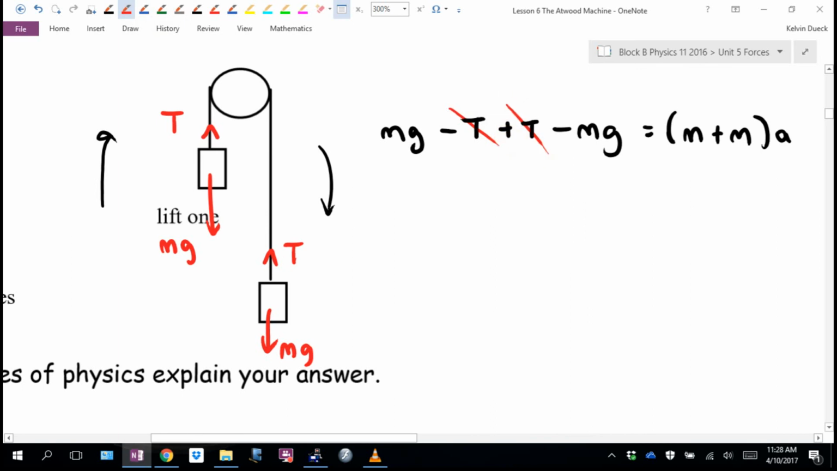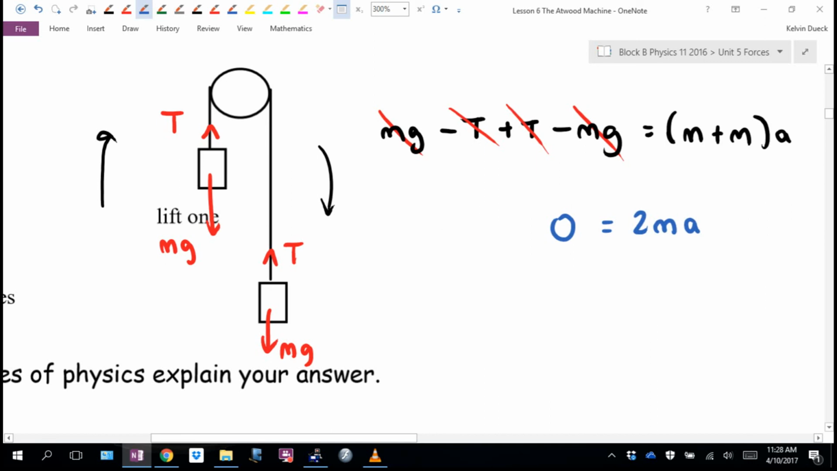Oh, wait a minute. Something else kind of strange happens here. What else cancels on the left-hand side? Don't I have mg minus mg? So if everything cancels, what number is left behind on the left? 0. So we get this. 0 equals 2m times a.